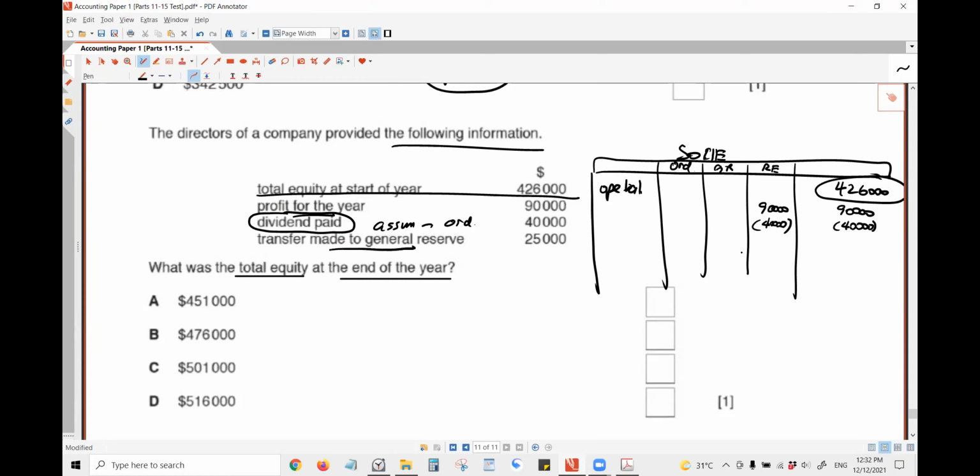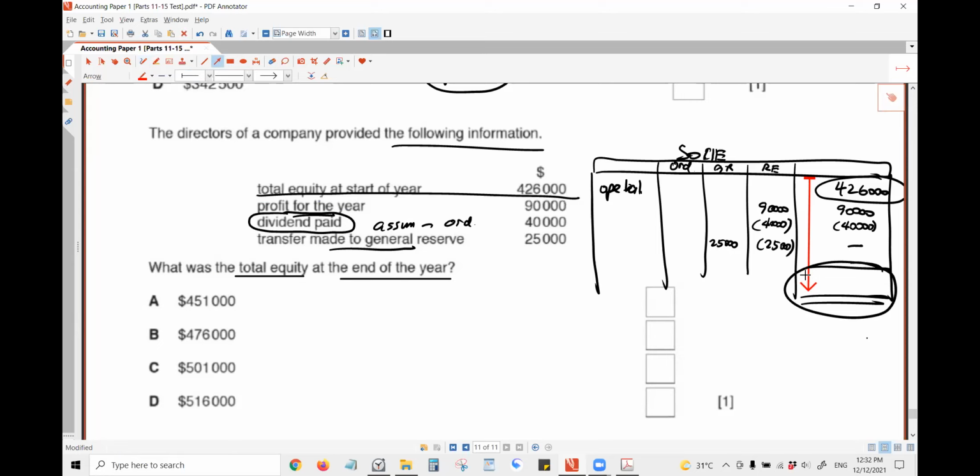Transfer to general reserve is just a transfer within the equity. You have to minus from retained earning, then you plus it into general reserve. It is just a change within the equity, so it's not going to make a difference to equity. You have a dash here. Now you can find the answer. You total up downward, then you can get the answer.